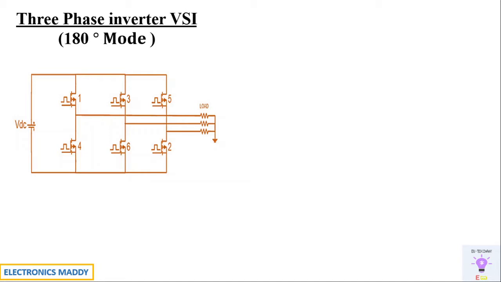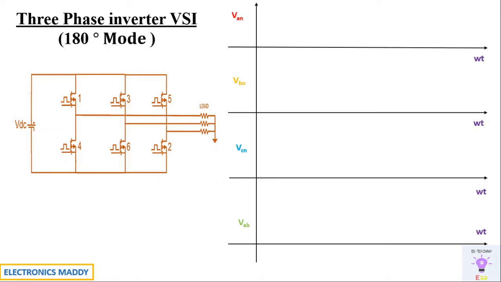The reason why it's called the 180 degree mode of operation is because each and every switch that is used will be conducting for a period of 180 degrees. So the waveforms look like this. Each and every thyristor is triggered in this particular fashion.